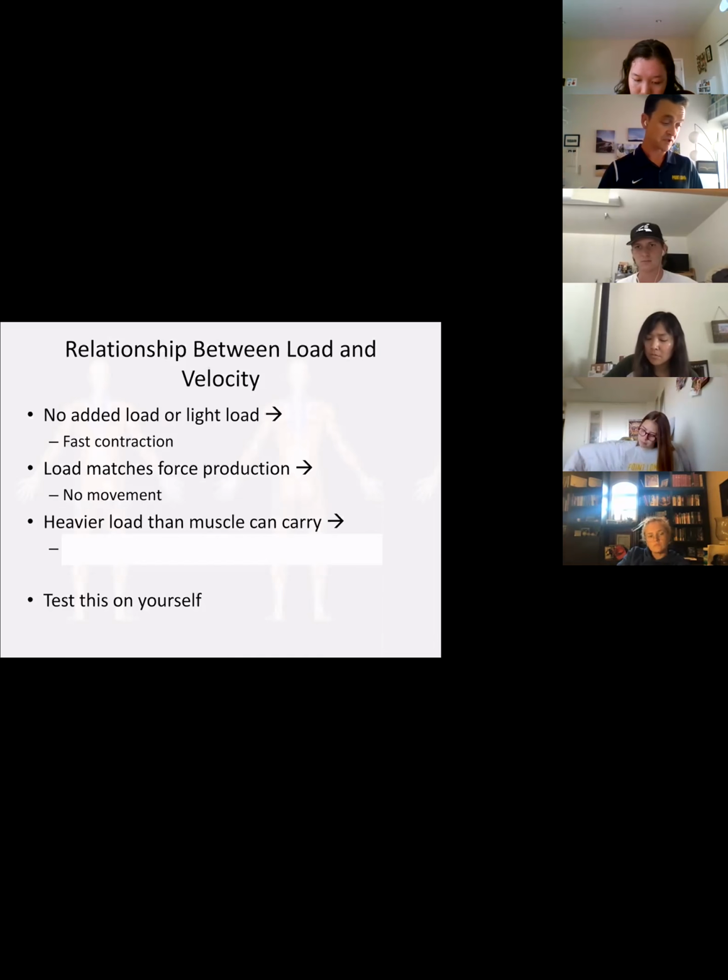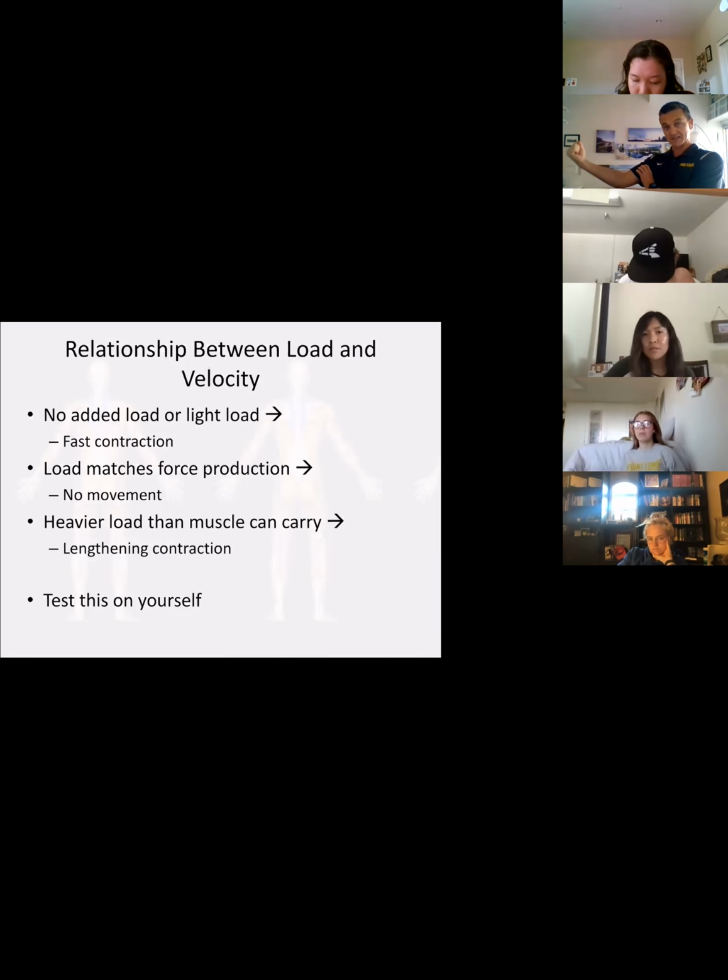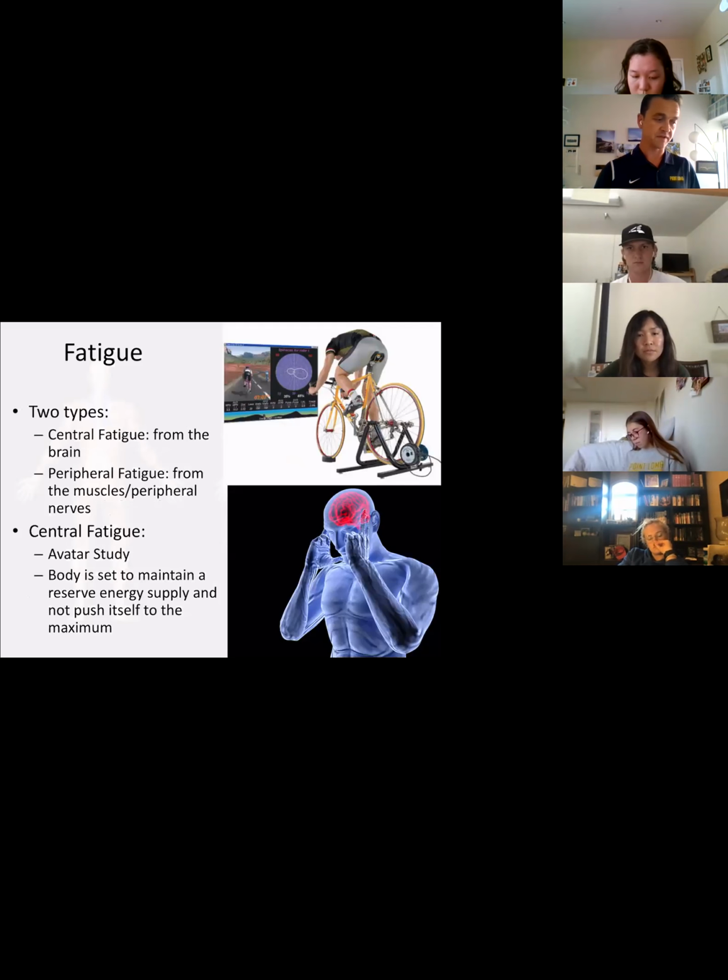But then we have the third situation where the load is actually heavier than the muscle can carry, or just heavier than the amount of force the muscle is producing at that time. And then what happens is we have a lengthening contraction, right? So that would be, I'm trying to do a bicep curl, but I'm actually pushing down harder than my bicep is producing force. And so I'm still contracting my bicep as it's lengthening, but it is lengthening instead of shortening. So those are three different situations. And we'll talk about those three different situations and what we call them as far as contraction types in a second.